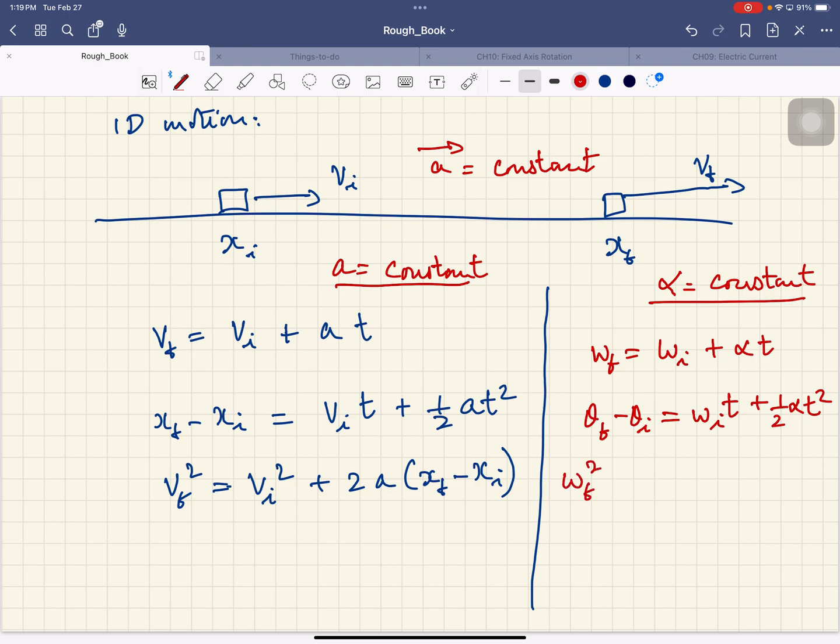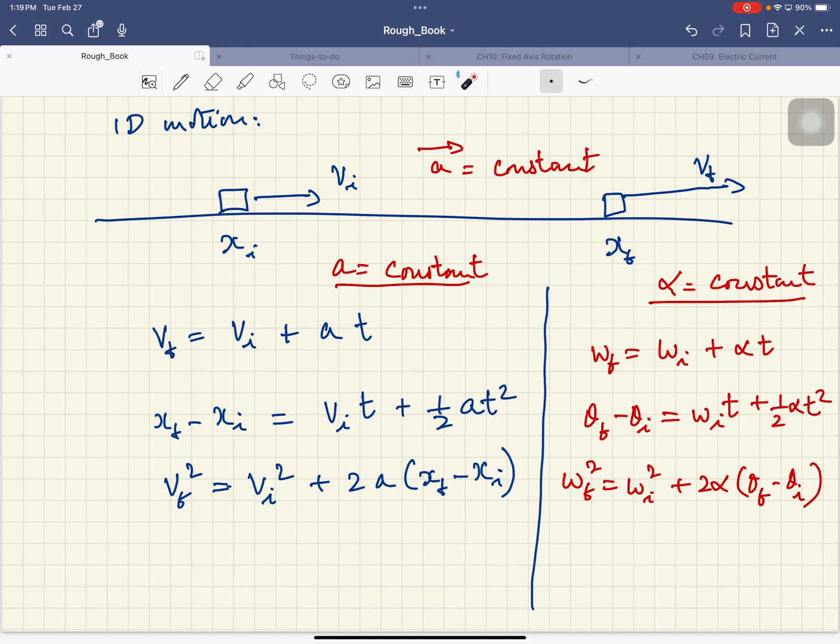Okay, help me out on this one. I get confused on this one. Omega final squared equals omega initial squared plus 2 alpha times theta final minus theta initial. Very good. All right, so these are called the kinematic equations.